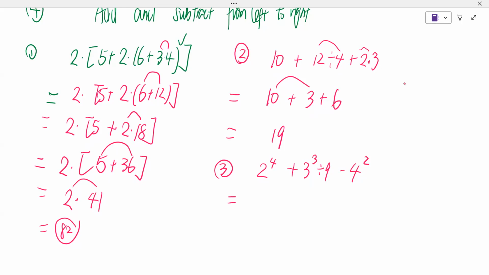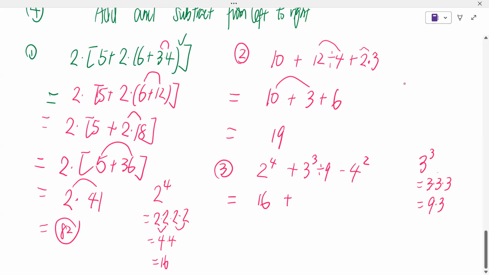So 2 to the 4th means 2 times 2 times 2 times 2. So it'll be 4 times 4. That's 16. Okay, 16 here. 3 cubed is 3 times 3 times 3. 3 times 3 is 9 times 3, 27. Okay, 27 divided by 9. Minus 4 squared. 4 squared, that's 4 times 4, 16.